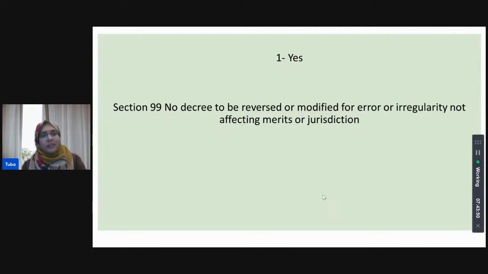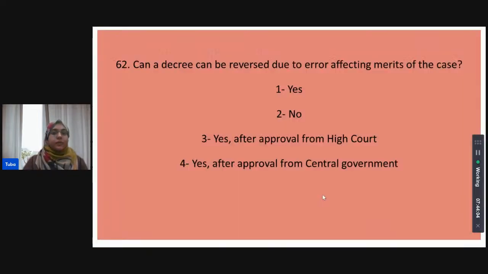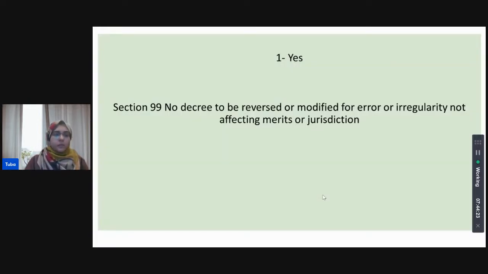Section 99 states that no decree is reversed or modified for error or irregularity not affecting merits or jurisdiction, right? The section states it is not affecting. The question was asking if it is affecting. Again, purposeful reading is very important. I'm bringing up the slide again. Can a decree be reversed due to error affecting merits of the case? So if it is affecting jurisdiction, Section 99, affecting merits, it can be reversed. All right? So Shaktija was correct.